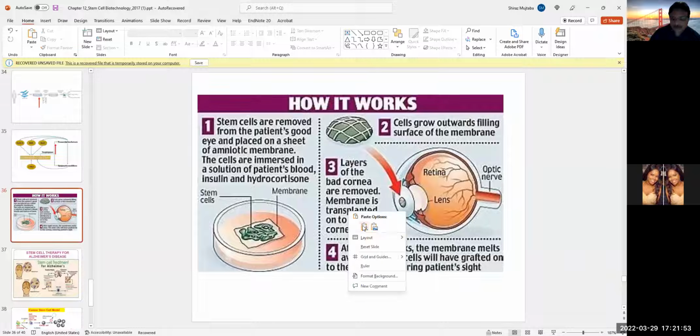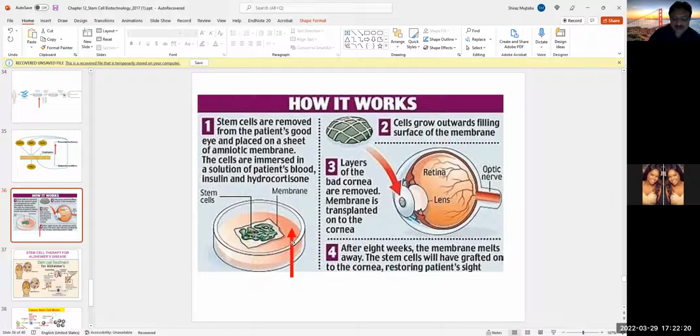So, stem cells are also very successful in the treatment of the eye, where there is macular degeneration. Patient's cells can be taken. Stem cells are removed from the patient's good eye and placed on a sheet of amniotic membrane. The cells are immersed in a solution of the patient's blood, insulin, and hydrocortisone. So, everything is from the patient.